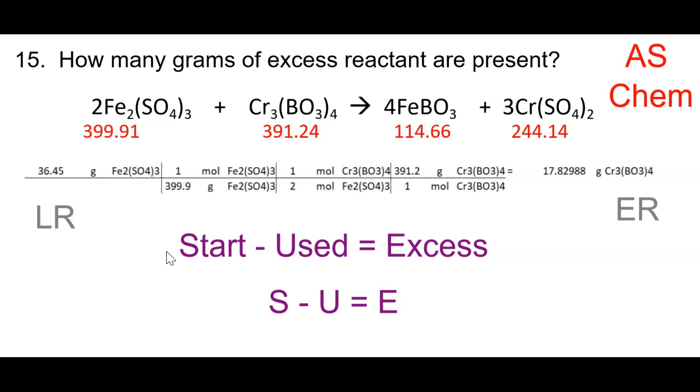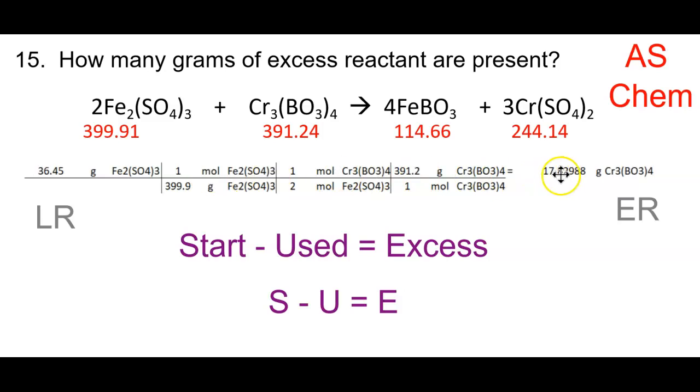Whenever you do a stoichiometric calculation, you either figure out how much of the reactants you've used up, so how much of this or this I use, or how much product you produce. So how much of this do I use if it's a reactant, how much do I make if it's a product? One more time. Every stoichiometric calculation tells us how much reactant we use or how much product we make. So we need to take our start minus used equals excess.